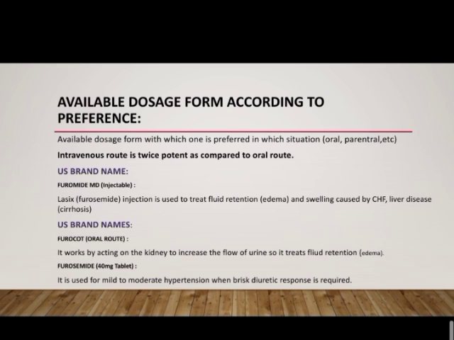US brand name Furosemide MD injectable, Lasix injection, is used to treat fluid retention and swelling. It may be caused by congestive heart failure, liver disease and cirrhosis. And the other US brands, for example Furocot, oral route, it works by acting on the kidney to increase the flow of urine, so it treats fluid retention, edema. Furosemide 40 mg tablet is prescribed in mild to moderate hypertension when brisk diuretic response is required. It may be used in a condition of hypertension, mild to moderate.